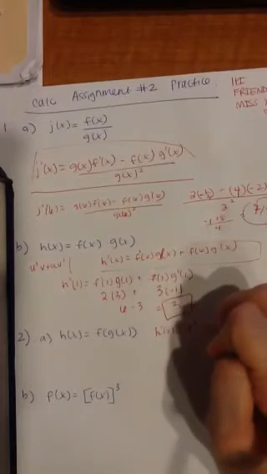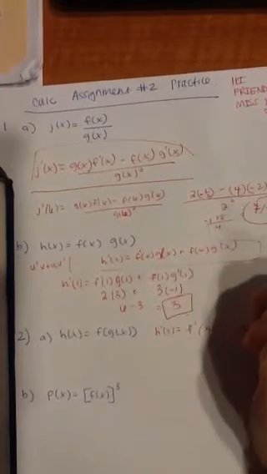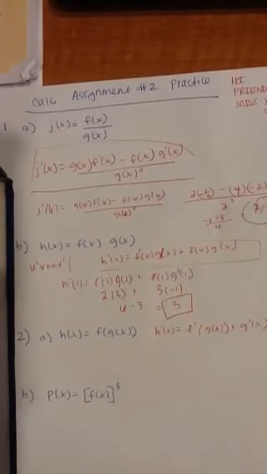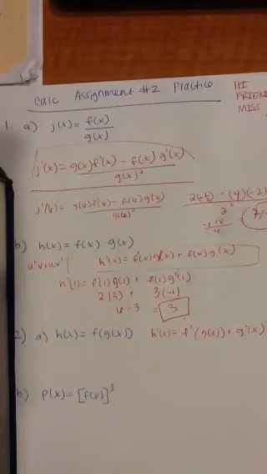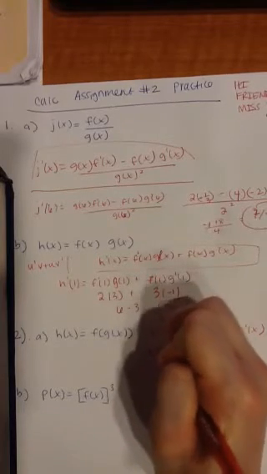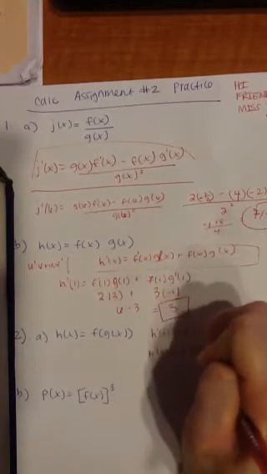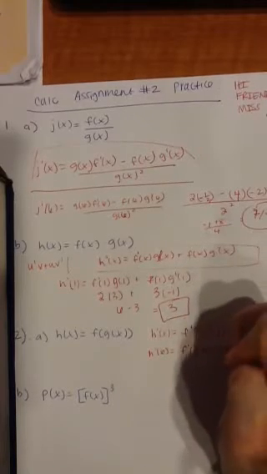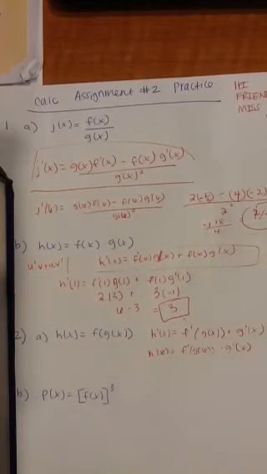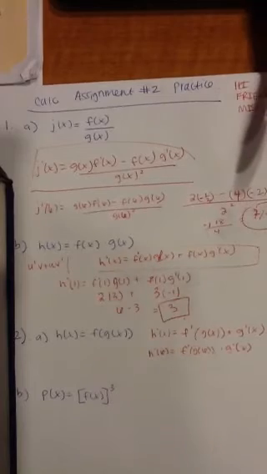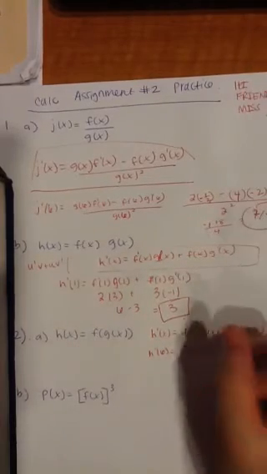Leave the inside alone, so leave it g of x. Then multiply by derivative of the inside. So this will be f prime of g times g prime. And it's asking for h prime of 6. So h prime of 6 is just f prime of g of 6 times g prime of 6. Now we just go to the table. G prime of 6 is -2.